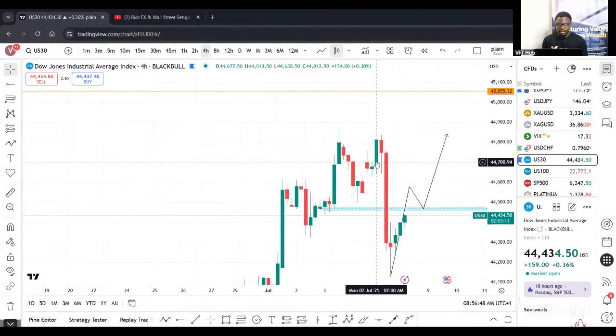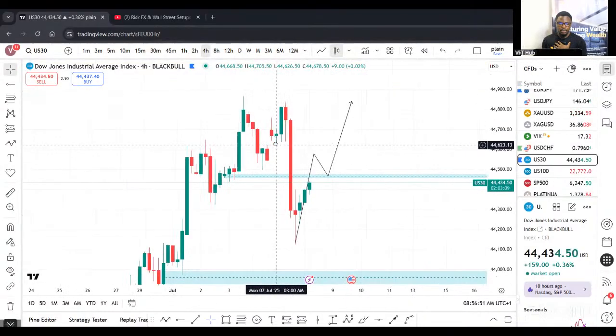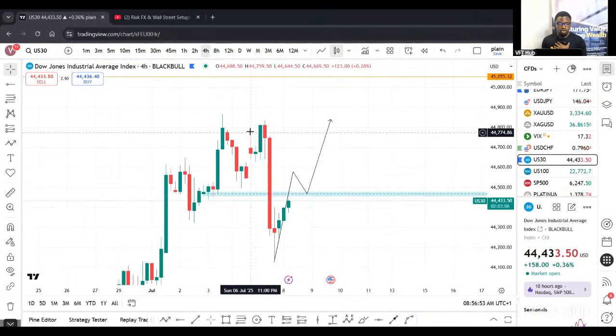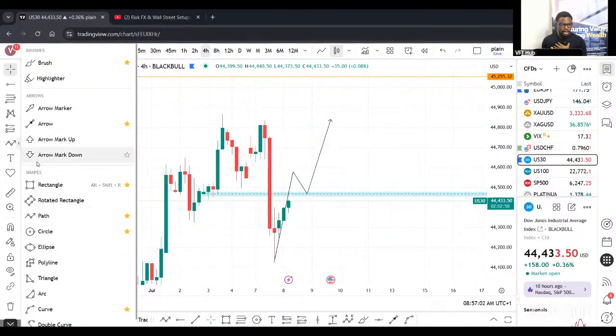So for that, I'm still very much at peace with this structure. This structure is more of a lower, no, higher low, or should I call it lower high and lower low? Yes, lower high, lower low.